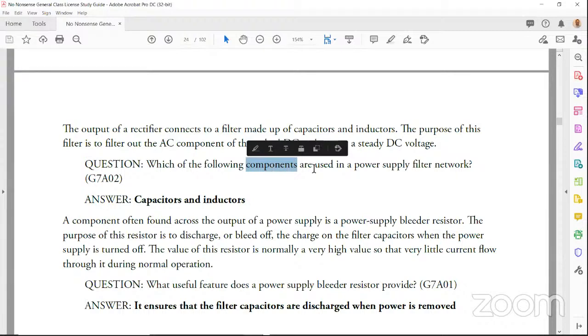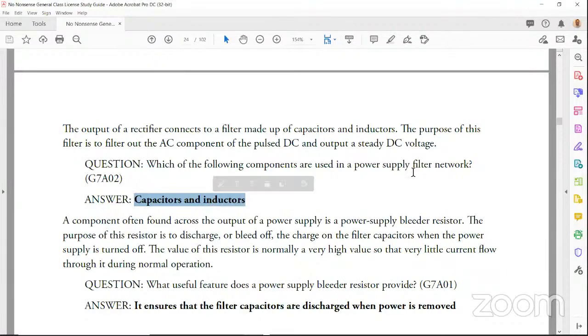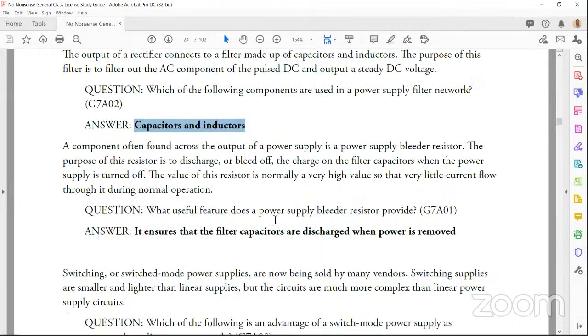Which of the following components are used in a power supply filter network? So when we looked at filter networks, we saw that there were two main components that comprise them, and that's the L and the C, or the inductor and the capacitor. So that's the answer. Capacitors and inductors form a filter network in a power supply.